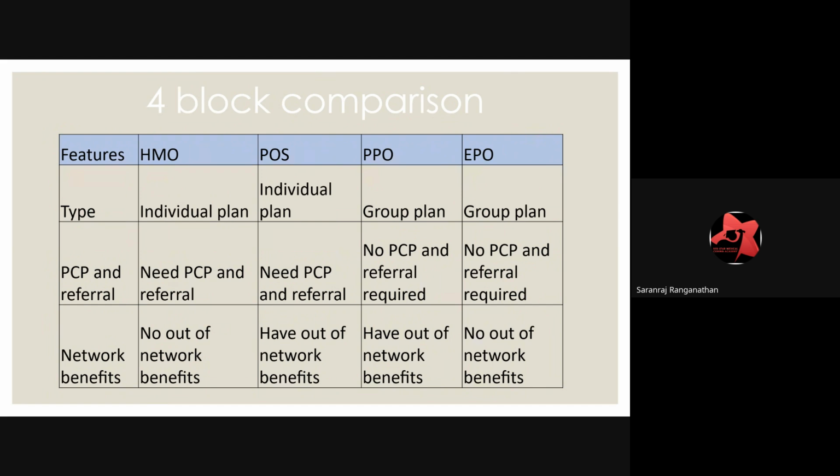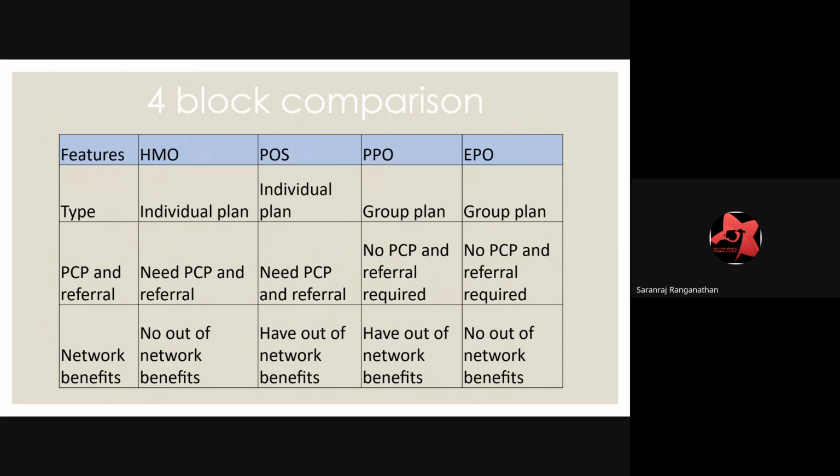So you can check the features. What are the features between these four types of managed care policies? First one, HMO, is an individual plan, and POS is also an individual plan, and PPO is a group plan, and EPO is a group plan. Then PCP referrals. For the HMO, need PCP and referral, and POS also needs PCP and referral, but PPO and EPO, no PCP and referral required.